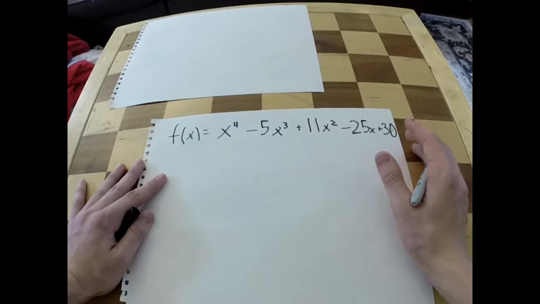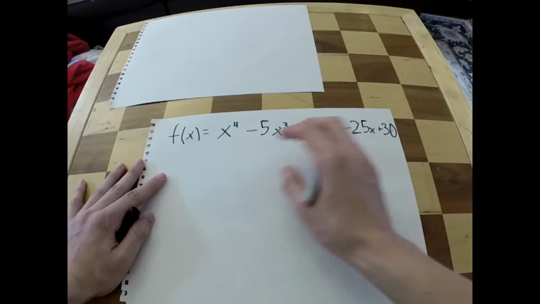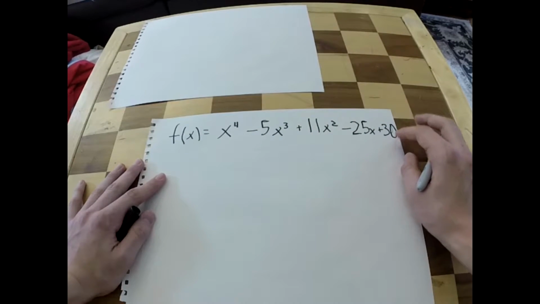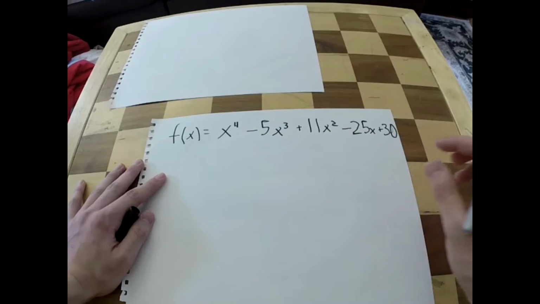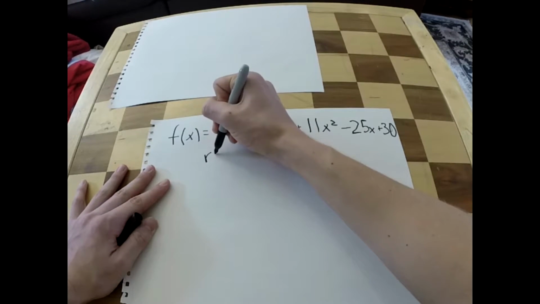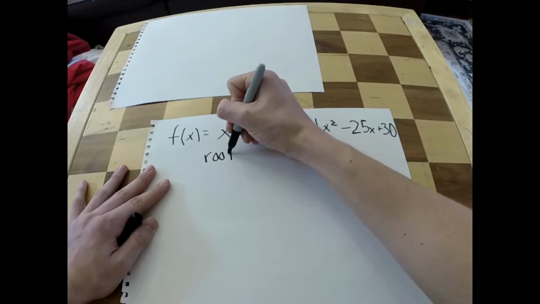So next one I like to try is just 2. So if we substitute 2 in for x, we can see that, yes, f of x actually does equal 0 then. So 2 is our first root.